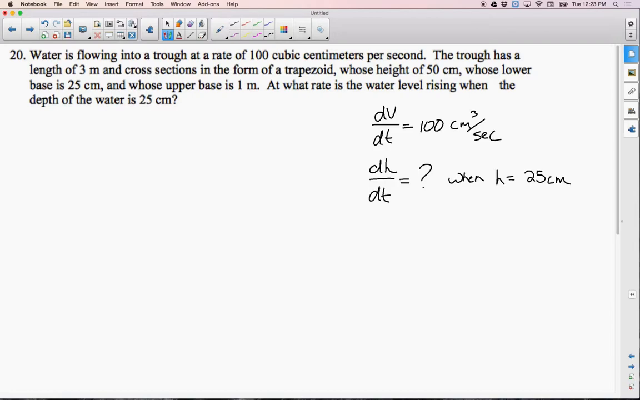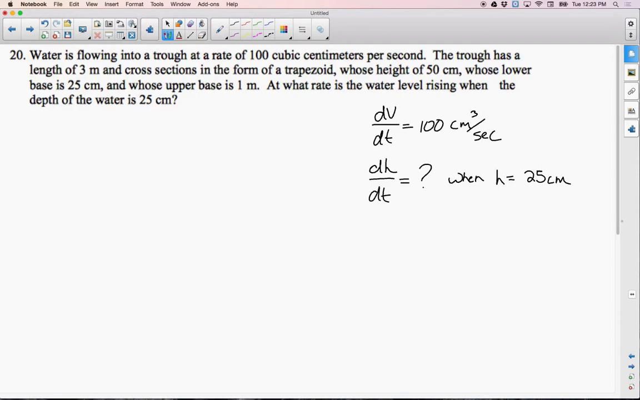Now, I hope you notice right away that there's something very irregular about this problem. You've got meters and centimeters. You're going to have to convert one to the other. I would convert meters into what? Centimeters, which makes it really simple.